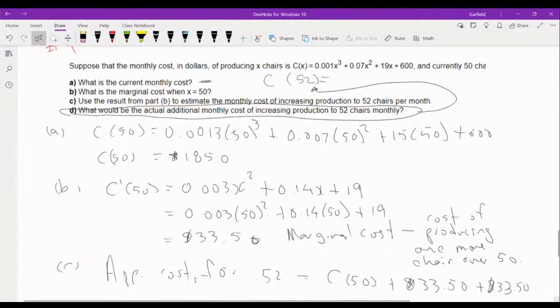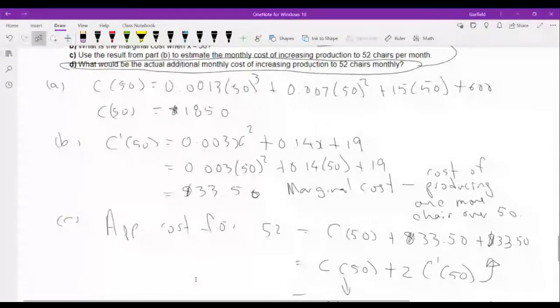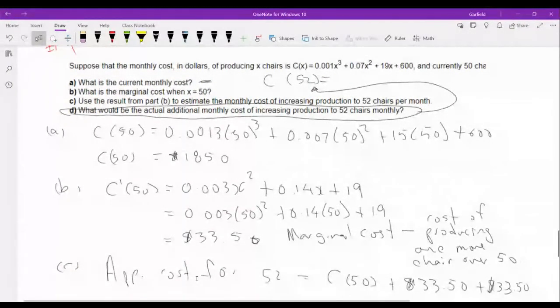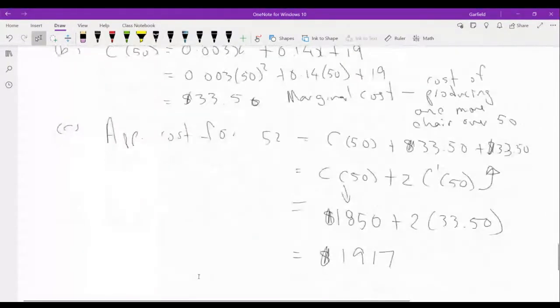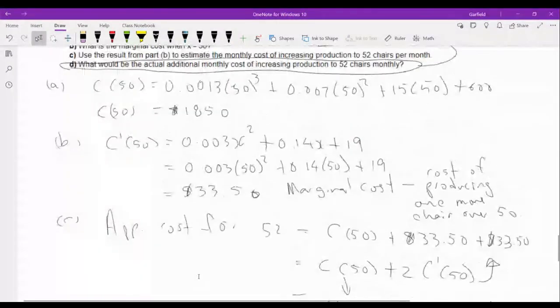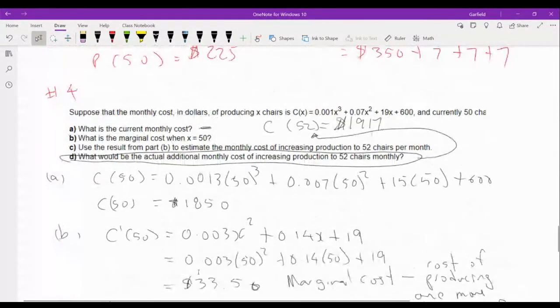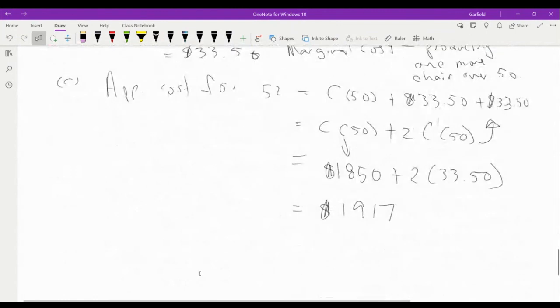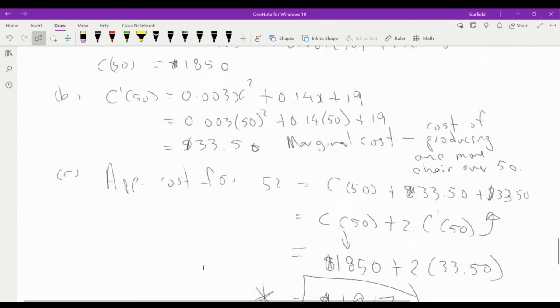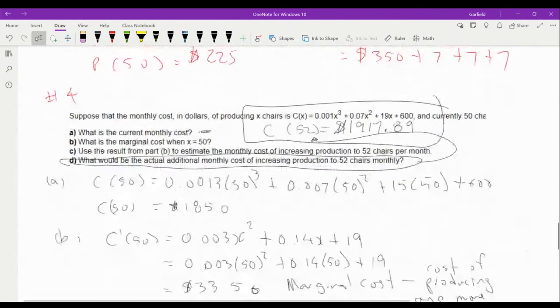Maybe not. All right, did we get an answer for the 52? Because it's time to go. And what do we get here? 1917.89. So this is the actual cost, and the approximate cost was 1917. I mean, not much difference in the approximation versus the actual cost. It's off by 89 cents.